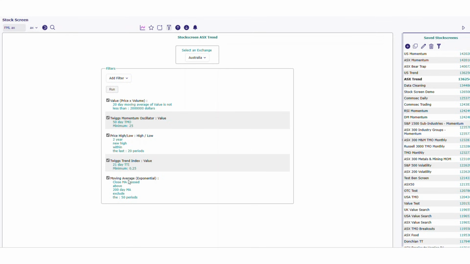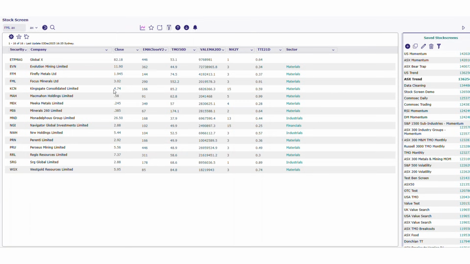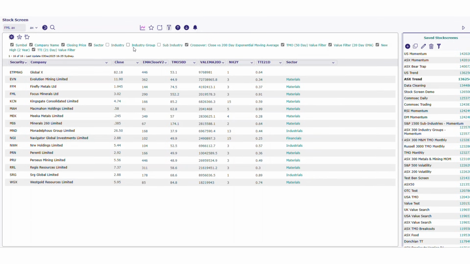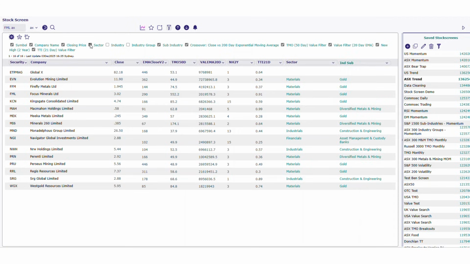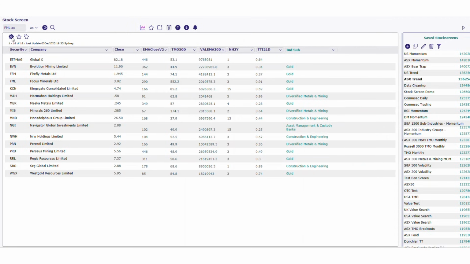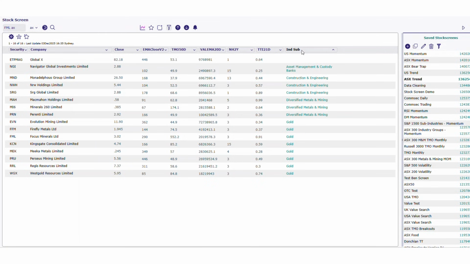Right, so that's the list of filters. Let's run them and look at the results. Here are the results here. I prefer looking at sub-industries rather than sectors, so we'll change that. You can see from the sub-industries, there's plenty of gold miners, diversified miners, and also mining services companies.